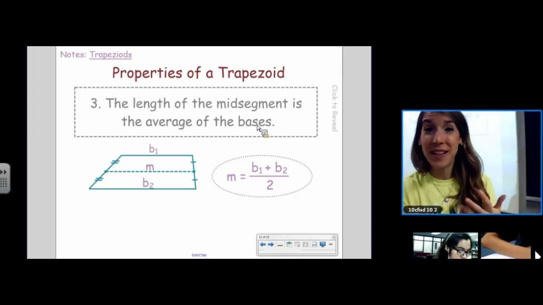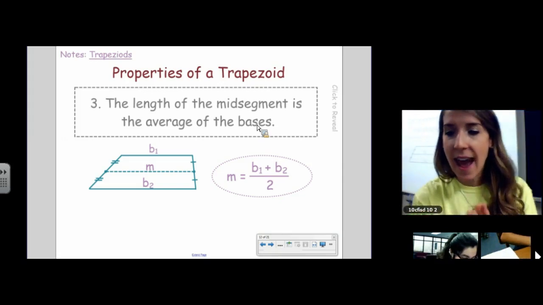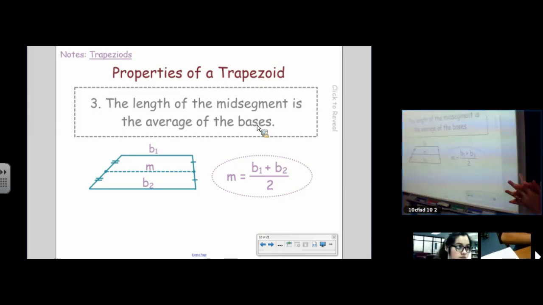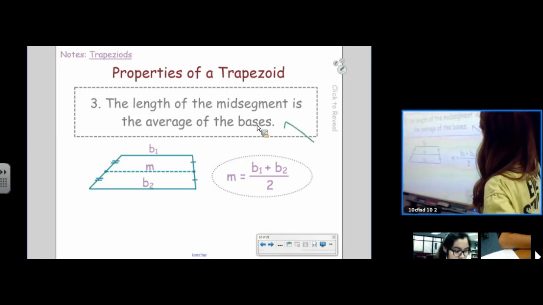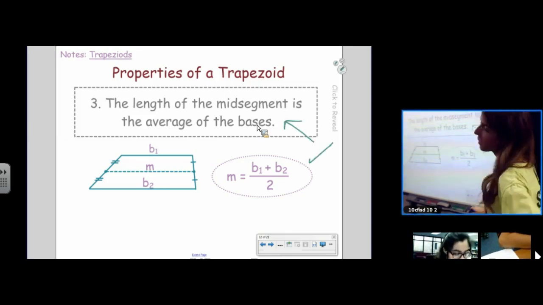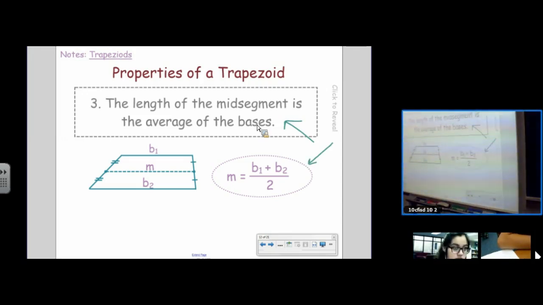Here's the third property. We just had to say what a midsegment was to say the property. The midsegment is the average of the bases. This is property number 3 in words, and this is property number 3 in formula form. The midsegment is the average of the bases. Add your bases and divide by 2.